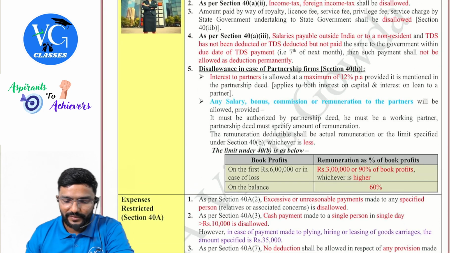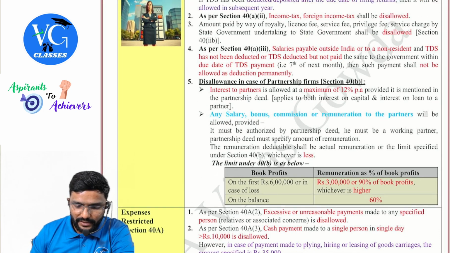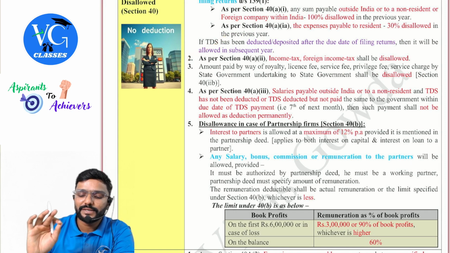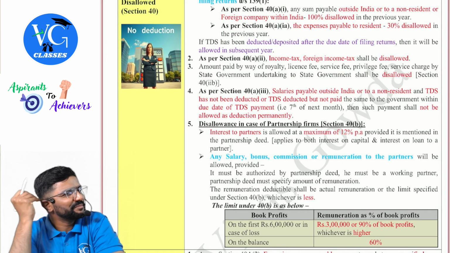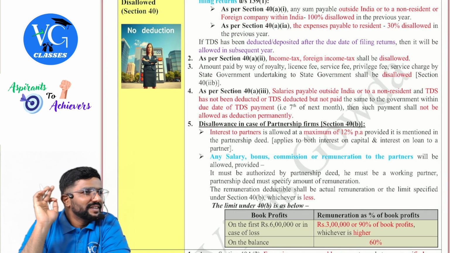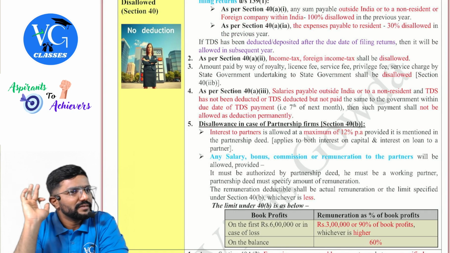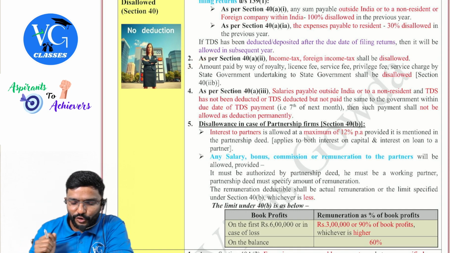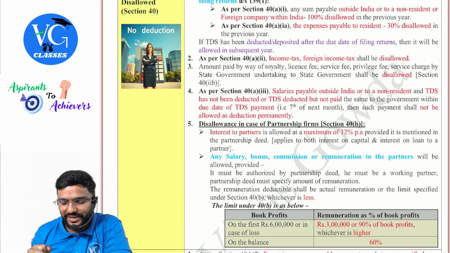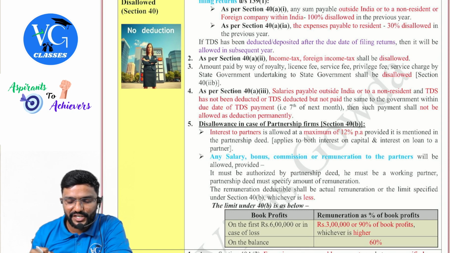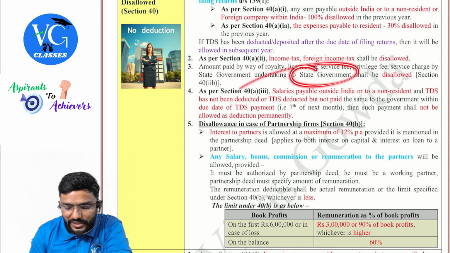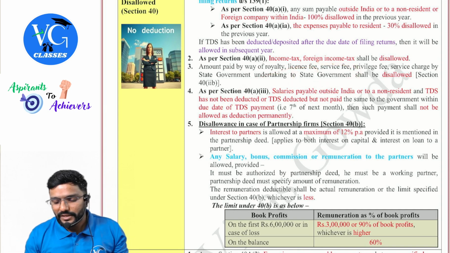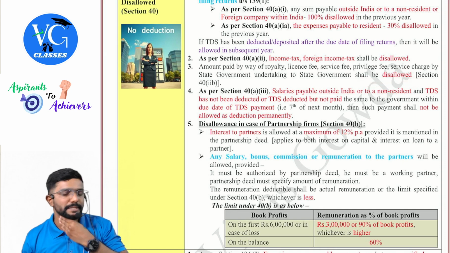Okay. Then the third one here. Second one. As per section 40(a)(ii), income tax or foreign income tax will be disallowed. Anything paid under income tax is disallowed, including surcharge, cess, everything. Anything you pay is disallowed. Then amount paid by way of royalty, license fee, service fee, privilege fee, service charge by state government undertakings to a state government. So who is the person who has received it? State government. Who is paying it? State government undertaking. It will be disallowed for the state government undertaking.